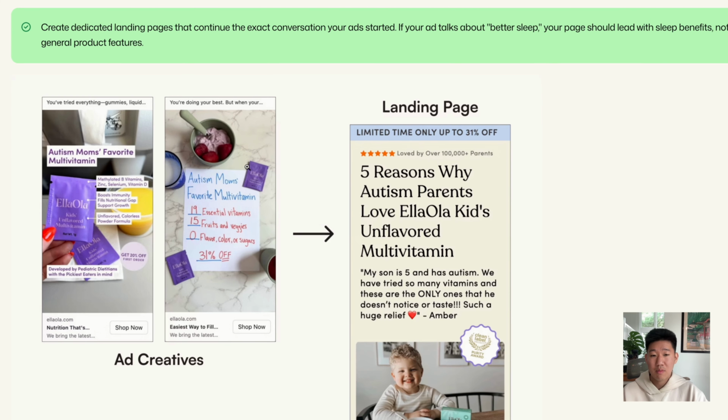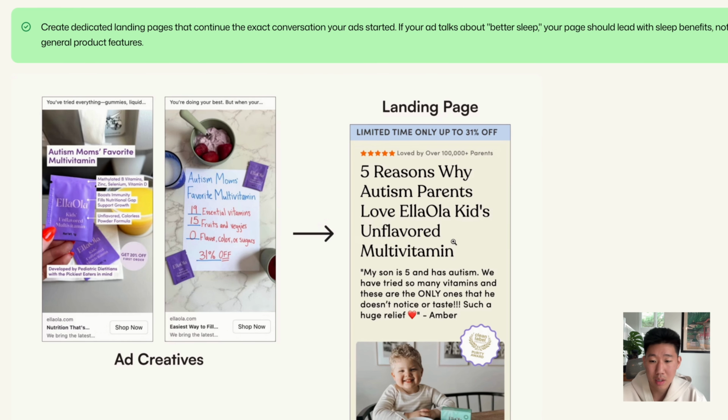So this is an example from one of our clients, Ella Ola. They sell multivitamins for toddlers and infants. And one common angle that they're running is parents with kids with autism. So getting them the proper nutrients that they need and making it easy to do so by mixing it into their yogurts or their snacks, and making it that much easier for the parents.